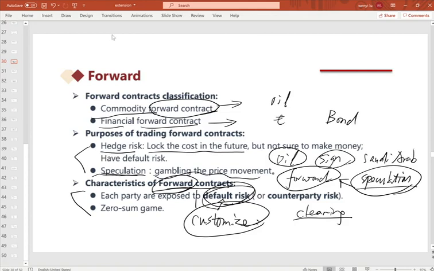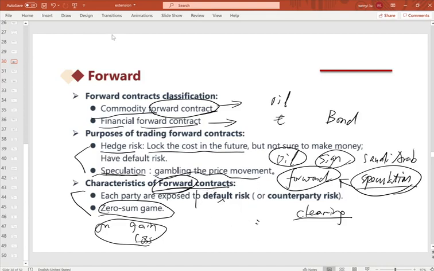Also, the forward contract is a zero-sum game. What's a zero-sum game? If one party takes the gain, then the other party must take a loss. So the whole contract will not generate any new value in the future. The value just transfers from A to B. There's no new value created.